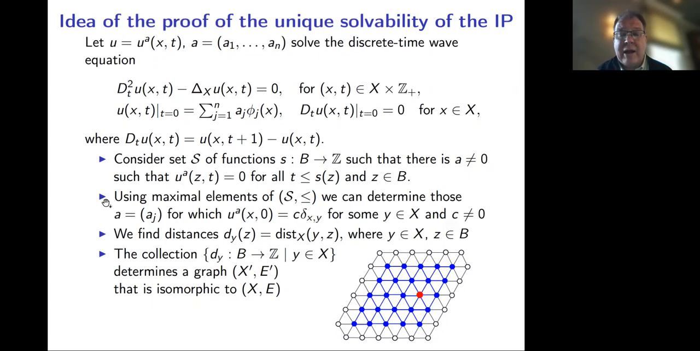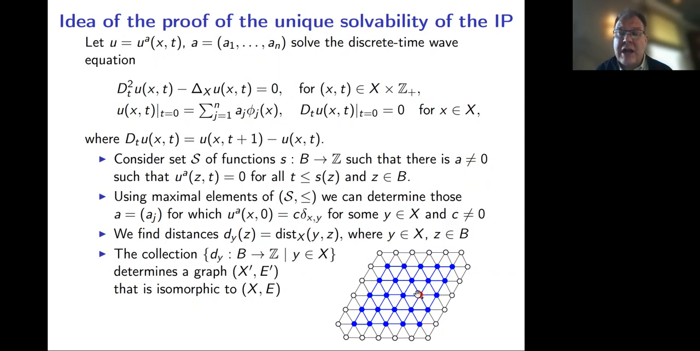By using these maximal elements and adding some other considerations, we can determine all initial states, all vectors a, such that the initial state is supported only at a single point. So the inverse spectral data determines all vectors a for which the initial data is supported at a single point. In this way I can construct delta sources at the initial state. When all these concentrated initial states are determined, the corresponding observation time functions give the distances from this red point to different boundary points.